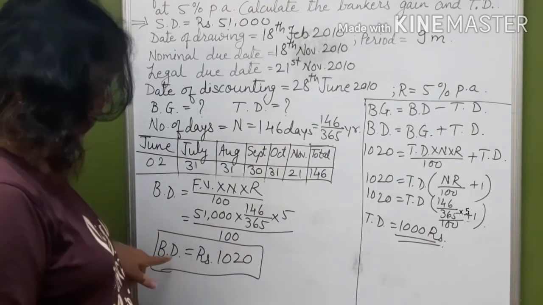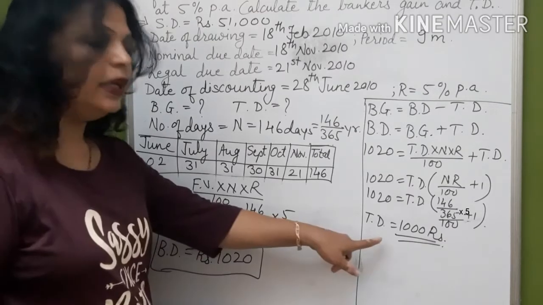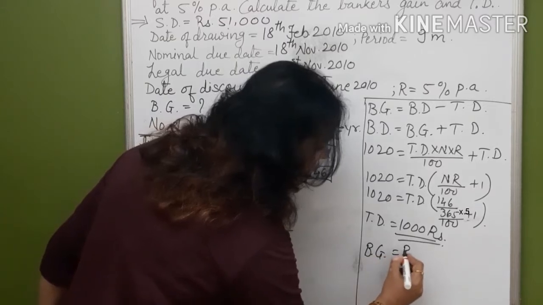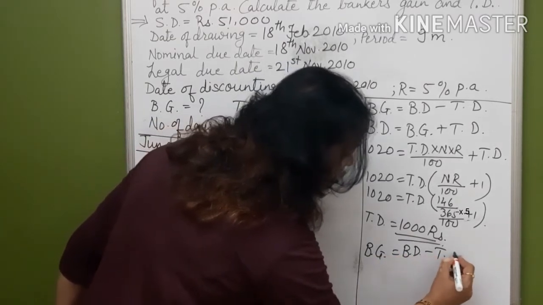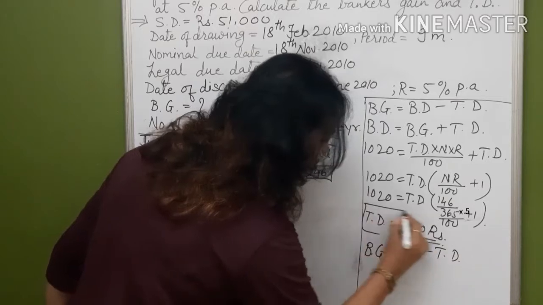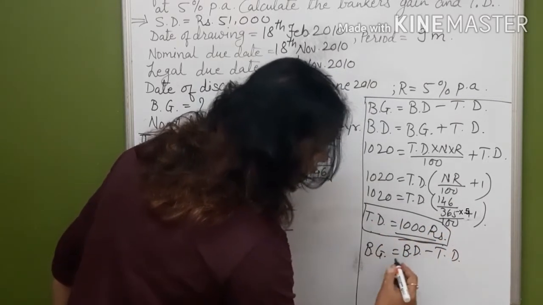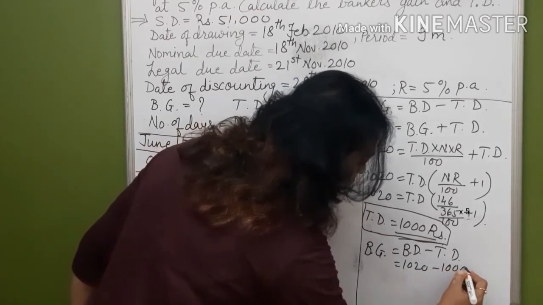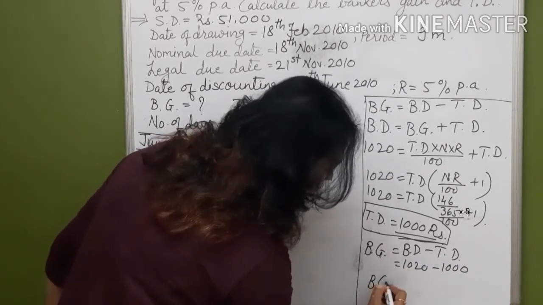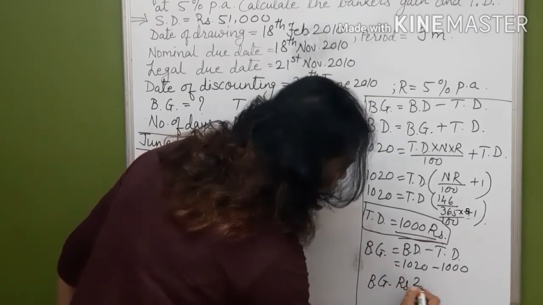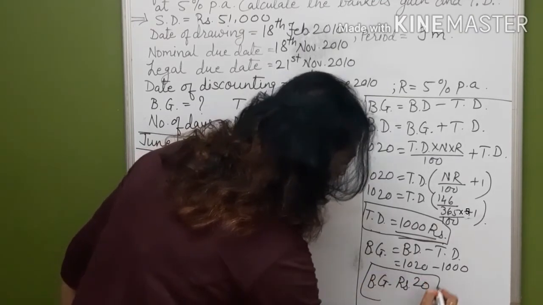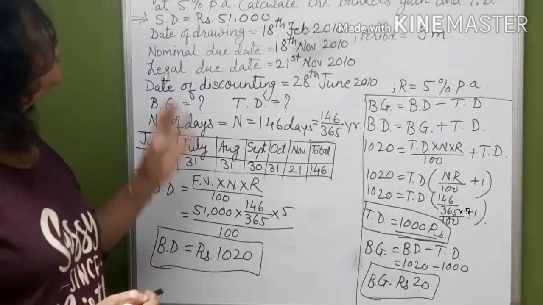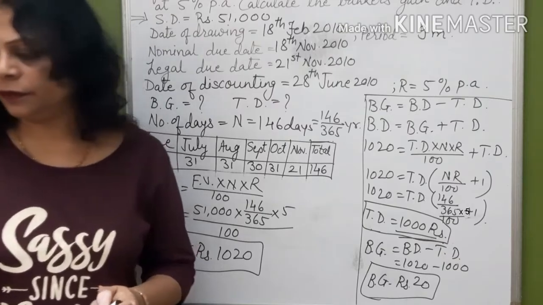And the banker's gain will be the difference between BD and TD. So banker's gain is banker's discount minus true discount. Let us box this answer. So that is 1020 minus 1000. So BG is equal to rupees 20. So that's your banker's gain. Understood? That completes the 13th sum.